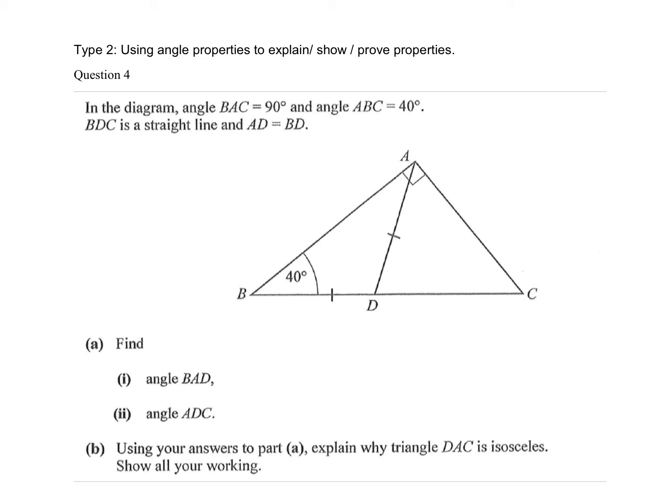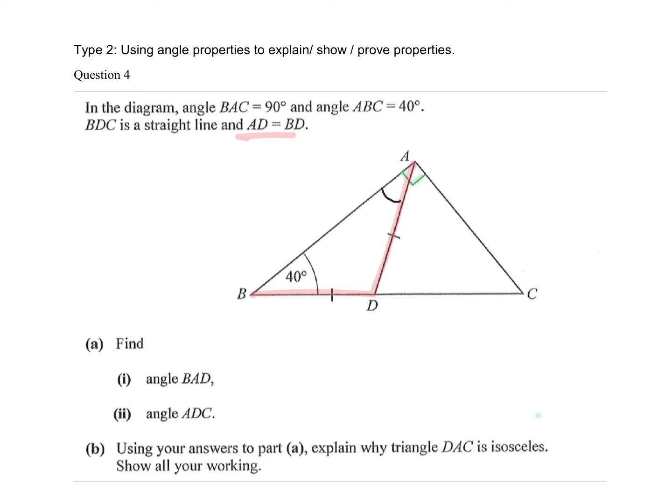Question number 4. In the diagram, angle BAC is equal to 90 degrees. So we have this one over here, 90 degrees. And angle ABC is equal to 40. BD is a straight line, and you notice that in the question AD is equal to BD. So if I have AD equal to BD, this is an isosceles triangle. Always indicate more information on your diagram to help you.